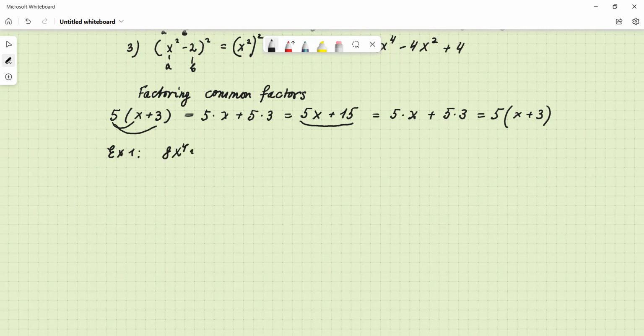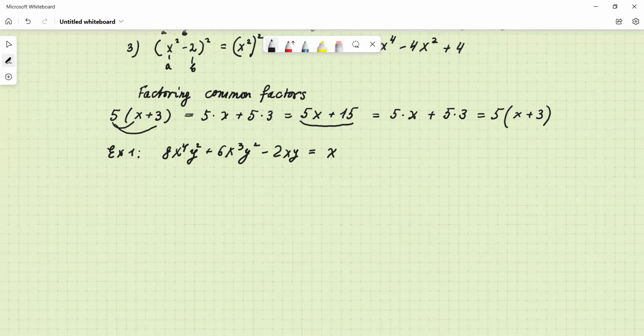8x to the power of 4 y squared plus 6x cubed y squared minus 2x y. And they want us to factor whatever we can, like a common factor. So we're going to look at each term and see that each term has x at different powers, right? The smallest power here is just x. So the maximum we can factor from all terms is just x. We cannot factor x squared from this term. We can factor x squared from this term and from this, but not from this because it does not have x squared.